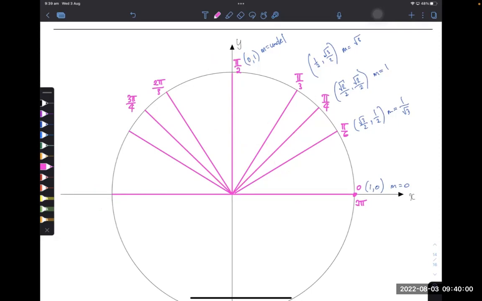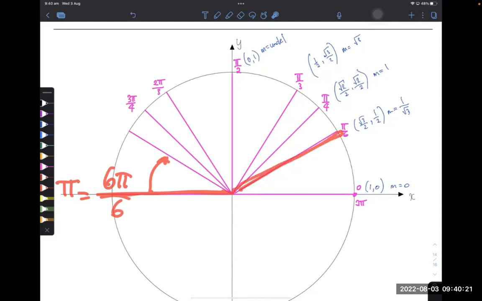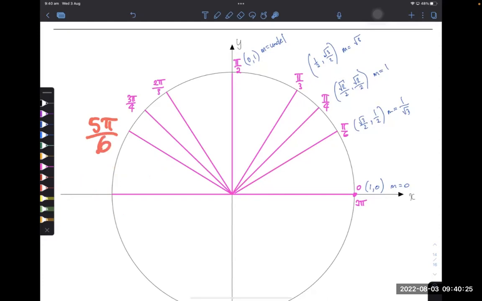Okay, so what's this one here then? 5 pi on 6. Use this as a reference point. So this is pi, right? That's the same as 6 pi on 6. How much did you go backwards by? You went back by pi on 6, yeah? So that's 5 pi on 6 now. I'm showing you a different perspective.